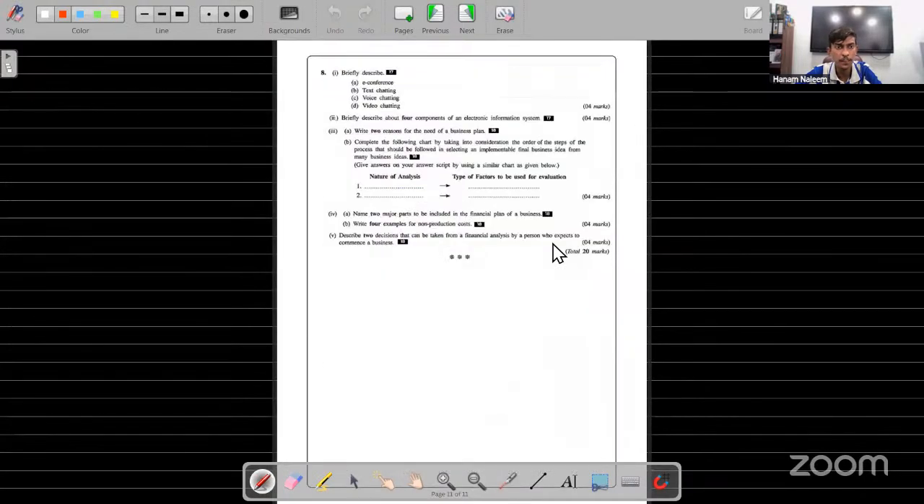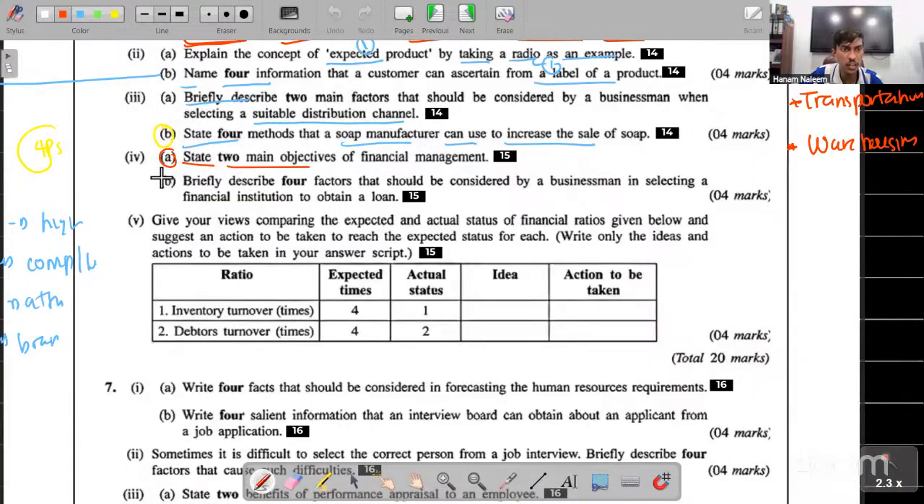And the second question, what's the second question? The first question was easy. For the second, they are saying briefly describe, which means write a small sentence, four factors that should be considered by an institution to obtain a loan. So they're asking what factors you have to consider when you obtain money.